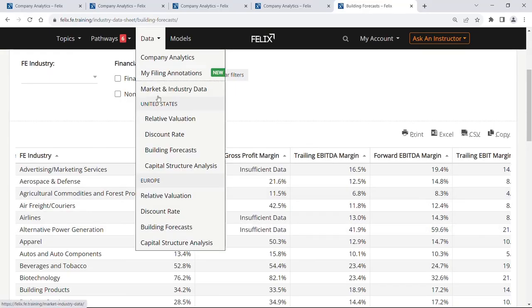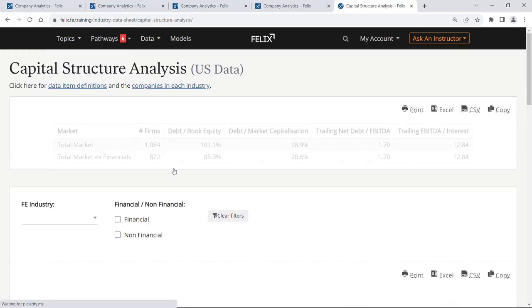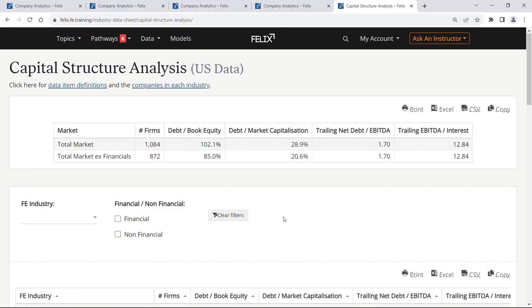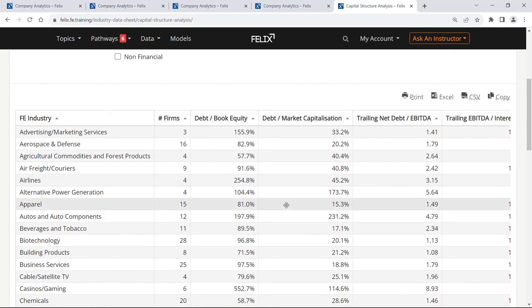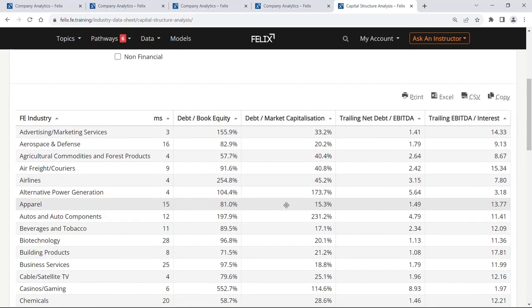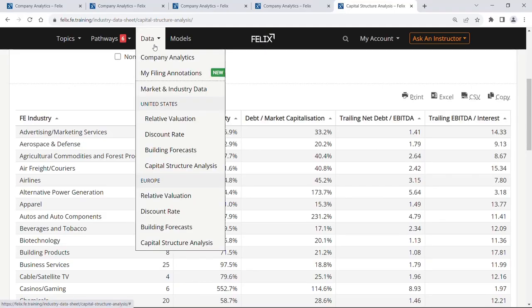And lastly, we have capital structure analysis as well. So this covers the main credit ratios, both on an industry basis and a whole market basis as well. So again, in your analysis, you can always benchmark it to the industry norms. And we have that both for the US markets and the European markets too.